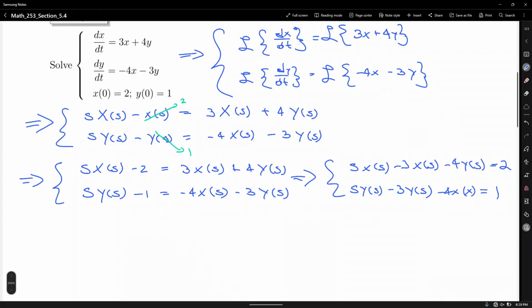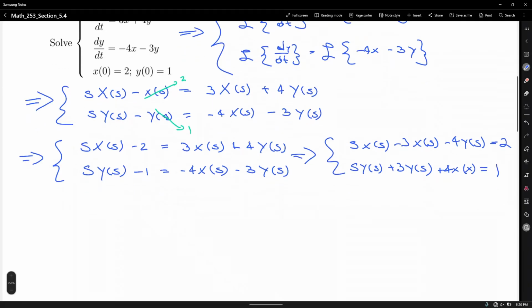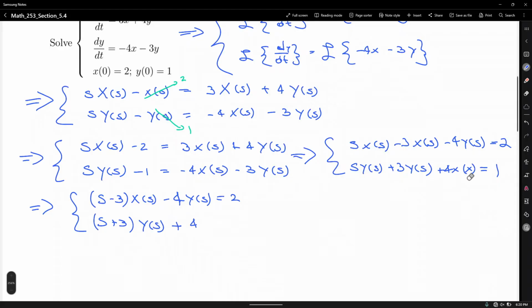Common terms in the first equation, the X(s), yes. Oh, yes, plus 4, both of them, right? Yes, thank you. Good catch. Well, let me factor X(s) in the first equation. That'll give us (s minus 3) X(s) minus 4 Y(s) equals 2. And likewise, (s plus 3) times Y(s) plus 4 X(s). Oh, this is X(s), not x of x, right?